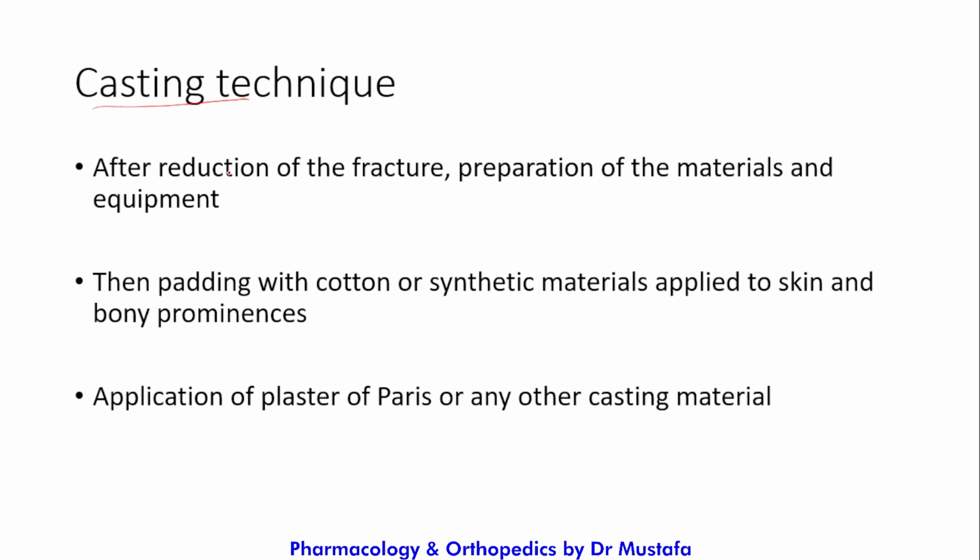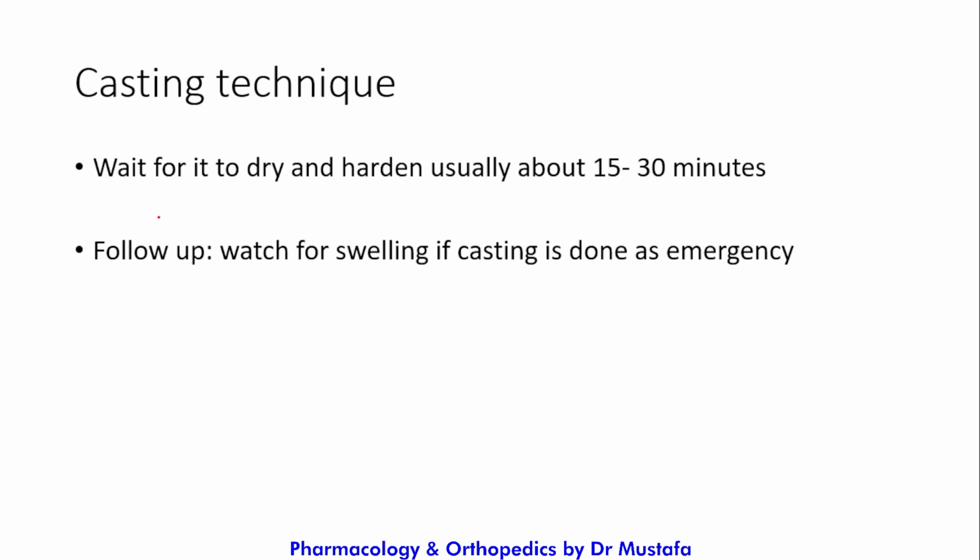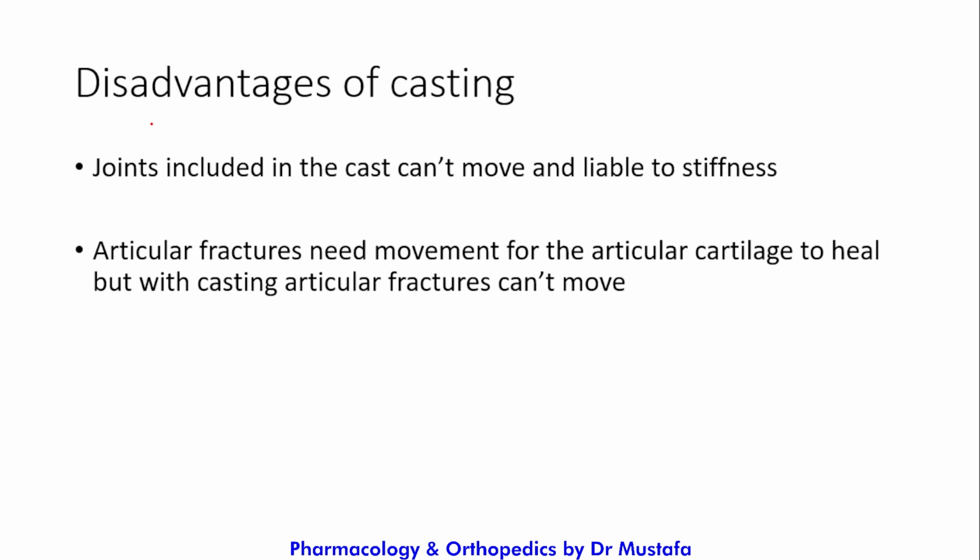Casting technique starts after reduction of the fracture, with the preparation of the materials and equipment, then padding with cotton or synthetic materials applied to the skin and bony prominences, then application of plaster of Paris or any other casting material. After that, you wait for it to dry and harden, usually about 15 to 30 minutes, and finally you follow it up, watching for swelling if casting is done as an emergency.